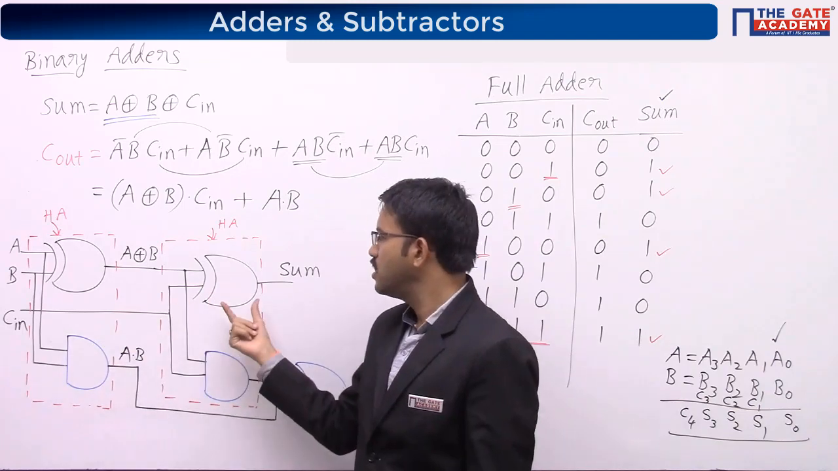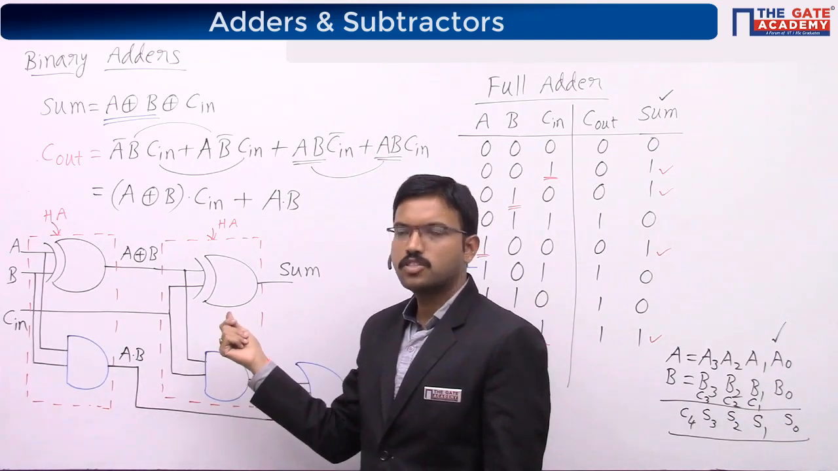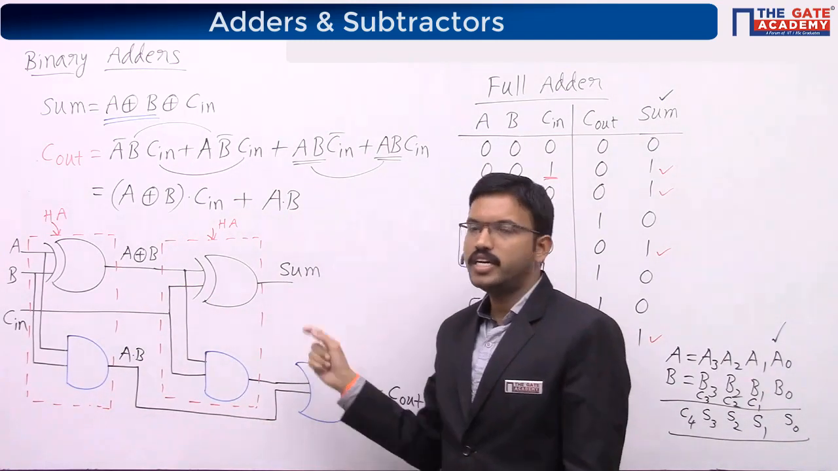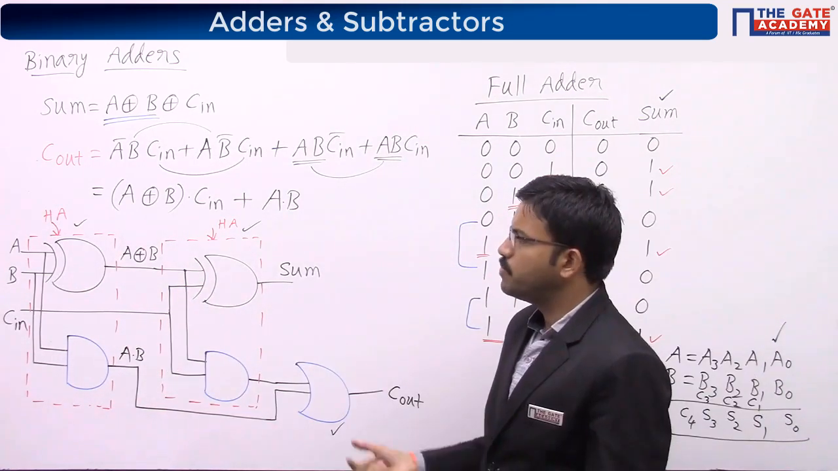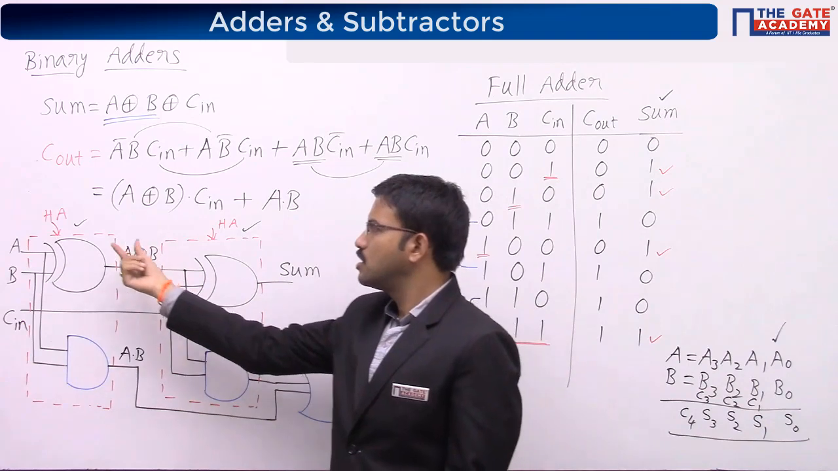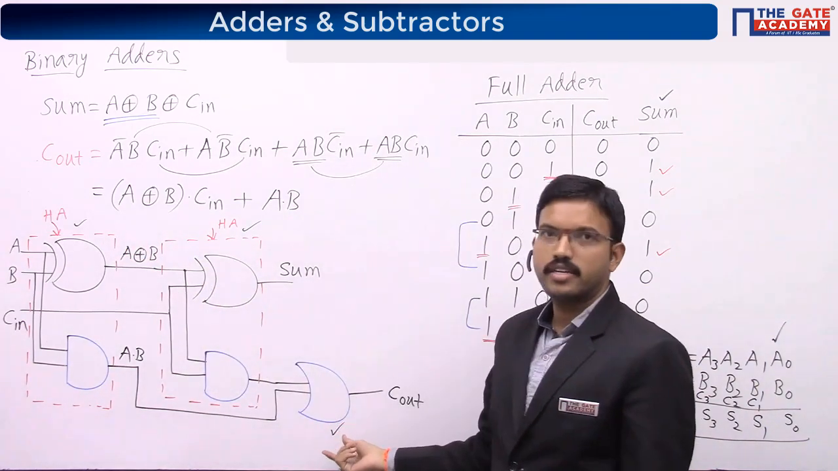Previously we have considered this one also half adder. So that means for implementing a full adder, we require 2 half adders. You can make a note. For implementing a full adder, we require 2 half adders and an OR gate.